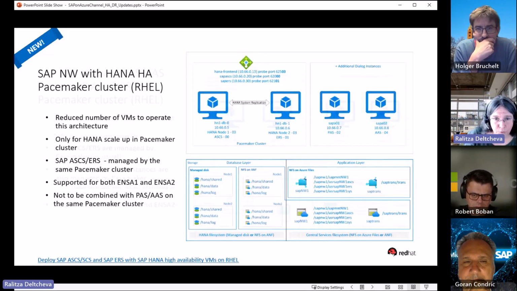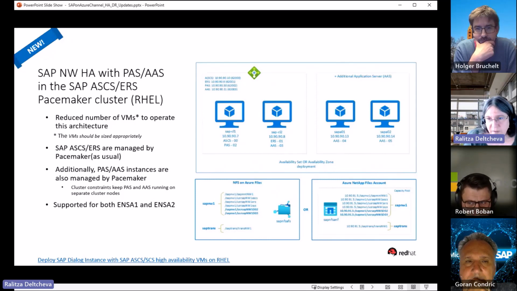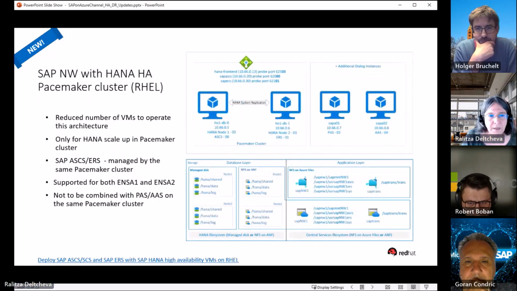And I should mention here on the previous reference architecture that since now you're running also dialog instances on the cluster, that means that the virtual machines should be properly sized. I mean, they should be sized in such a way that they can handle the load which comes from an application SAP instance. Also here supported for ENSA 1 and ENSA 2, and this is only supported with HANA scale-up. So it's not really a scenario with HANA scale-out.